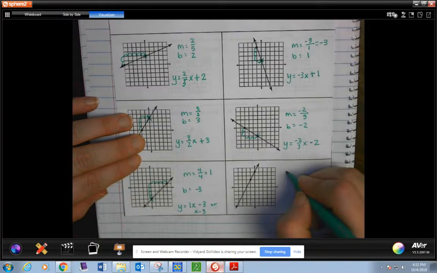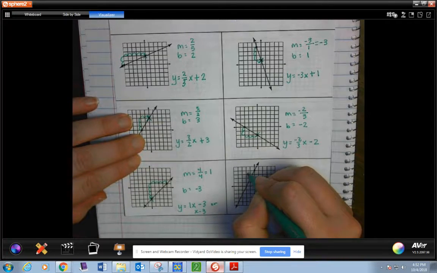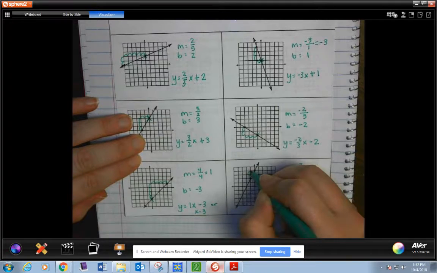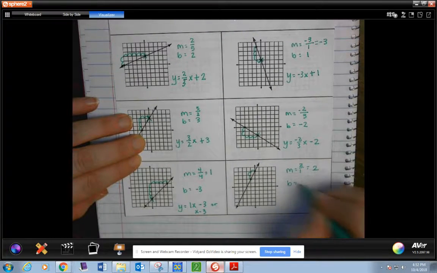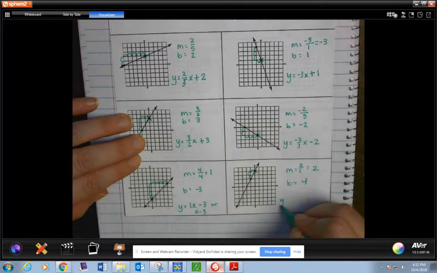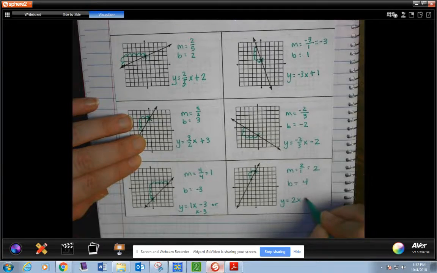For my next one, my slope, starting at the left dot, I'm going to rise 2, and I'm going to run 1. And 2 over 1 is the same thing as 2. My y-intercept is up here at 4. So I put y equals 2x plus 4.